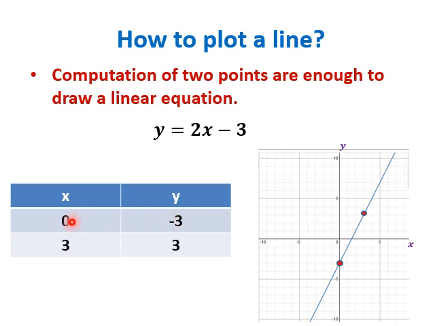So when x is 0, y will be minus 3. Similarly, when x is equal to 3, y will be 2 into 3, 6, minus 3, equal to 3. So I have got two coordinates, (0, minus 3) and (3, 3). So we will be plotting this on the graph paper. I have taken 0 and the corresponding y is minus 3. Similarly, when x is 3, y is 3. Now joining these 2 points and then extending it, we get the plot of this line.